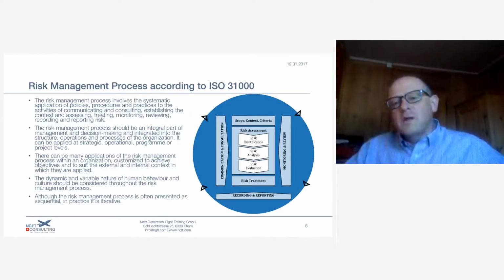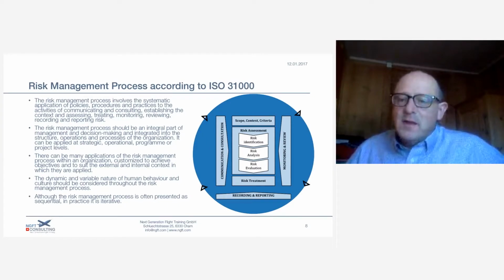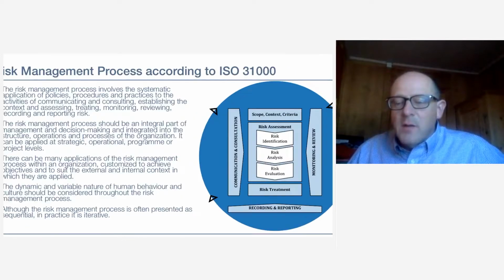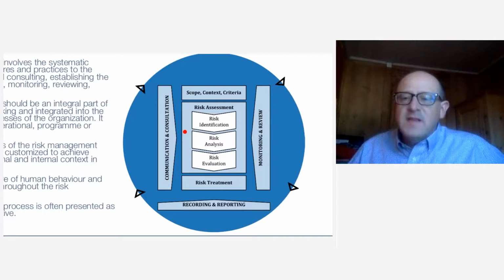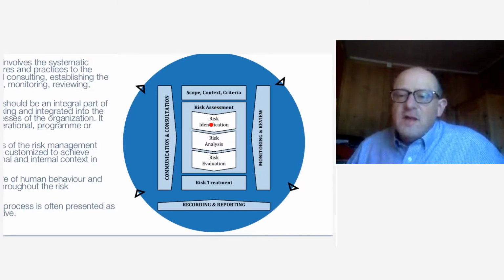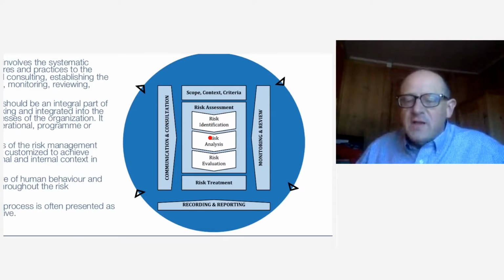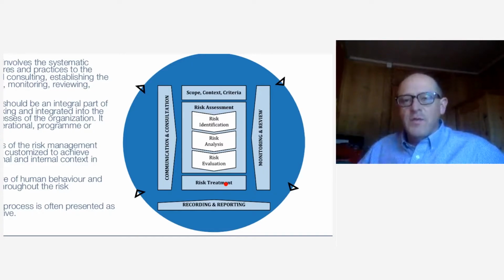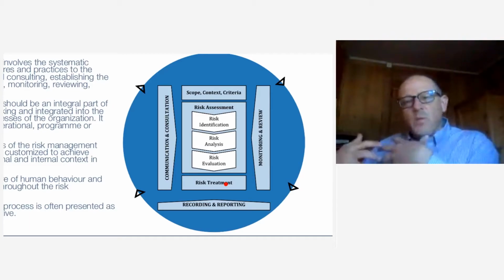Now, what does ISO tell us? Well, when you look at that on the right-hand side, when we go a bit closer, basically, it's not that different than what we do in aviation. It's risk identification, risk analysis, evaluation, and treatment. So basically, the same steps that we do are also done in ISO 31000. And so this is where we can see how we can link these standards with what we do.